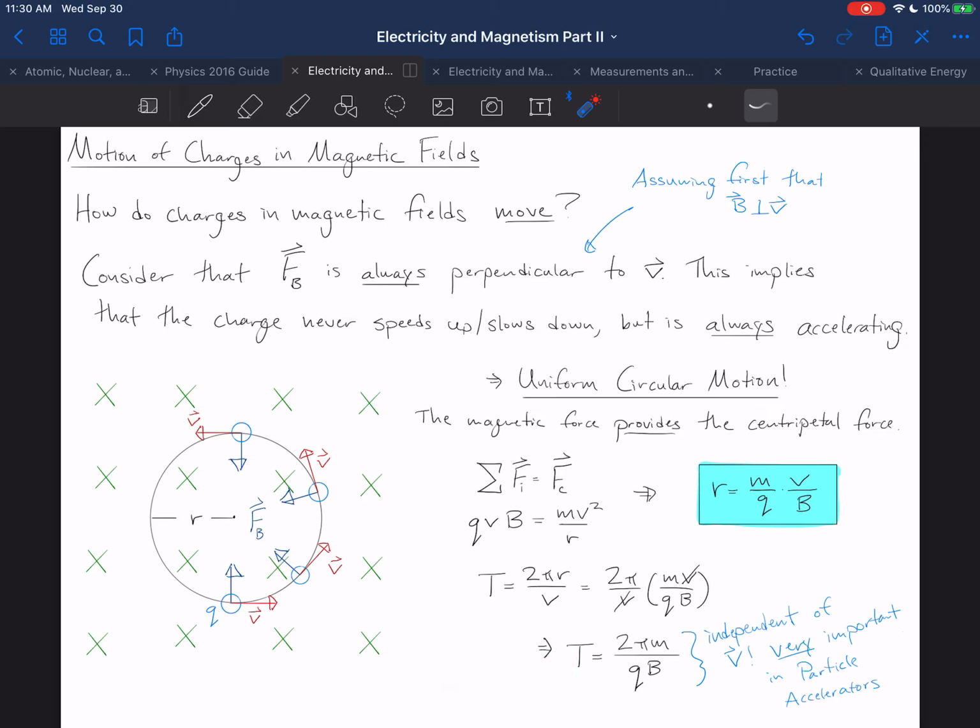This is incredibly important for devices called particle accelerators. What this means is that you can speed the particle up and have it come back to the same point in the same amount of time, all other things being equal. So this is a super important practical application. You should be familiar with how to get this equation for the radius of a charge moving in uniform circular motion in a magnetic field, and you should be comfortable also deriving this period equation and using it to determine the period of such uniform circular motion.